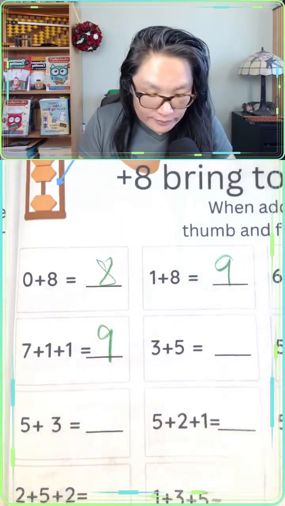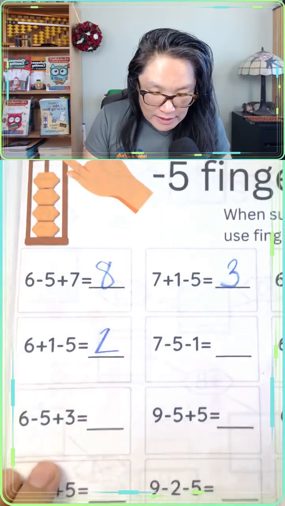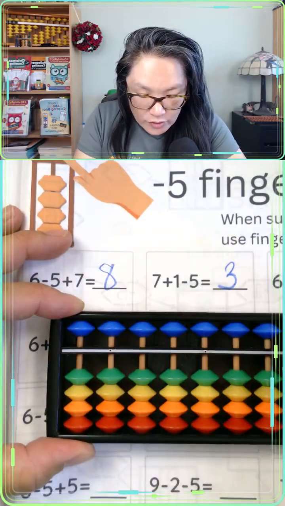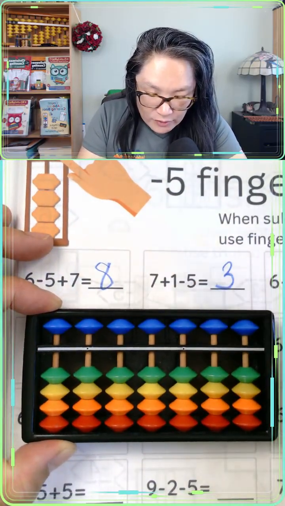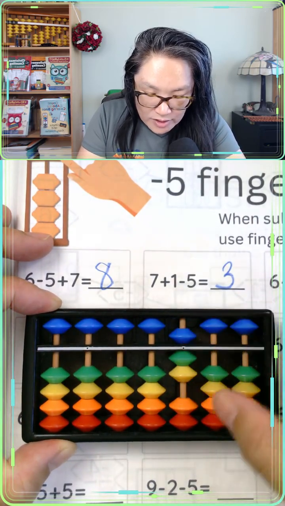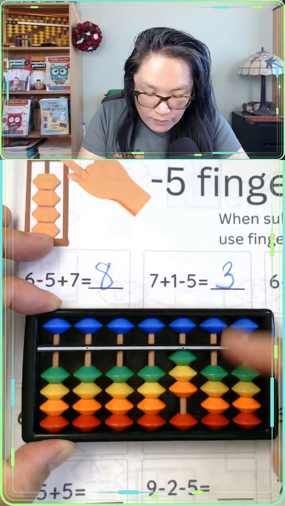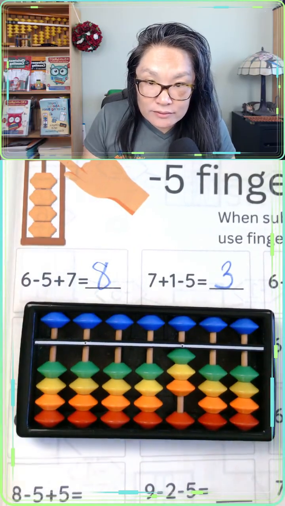Oh, I love it. Great stuff. Anybody have any questions? So far we're going into adding the 5 and taking away the 5. So we have the 7 plus the 1, take away the 5. My answer is 3.